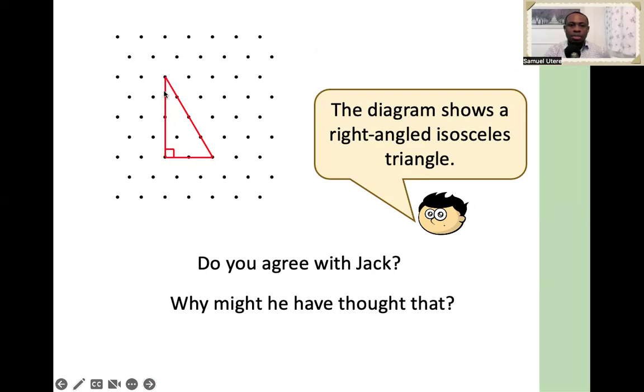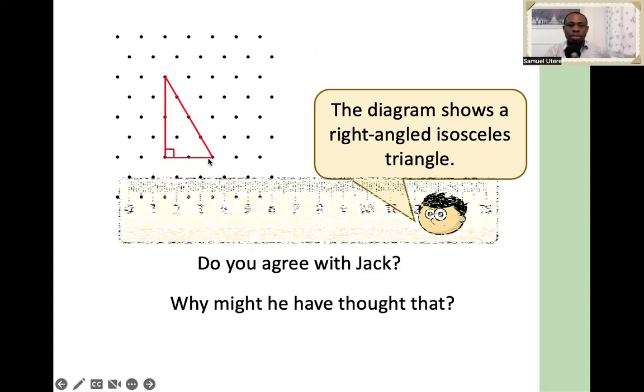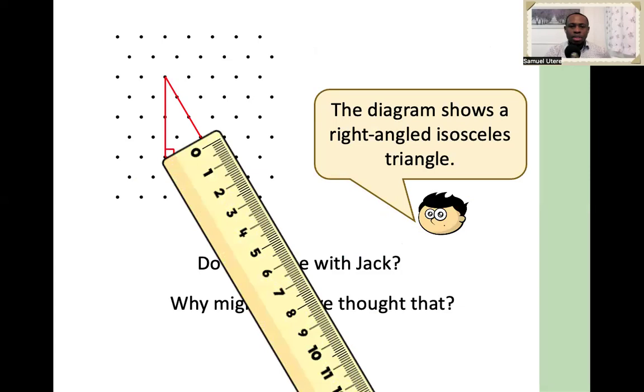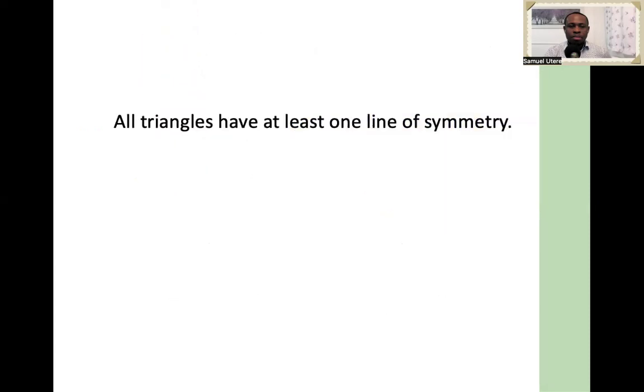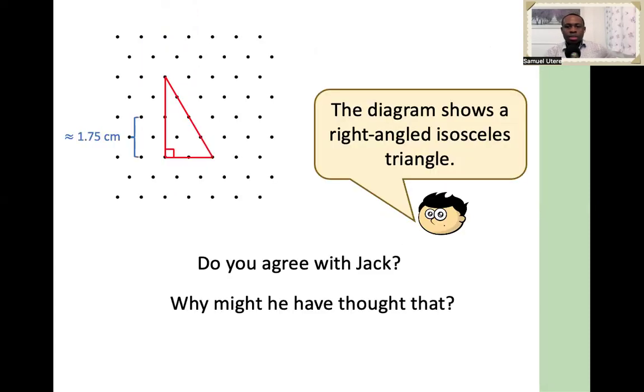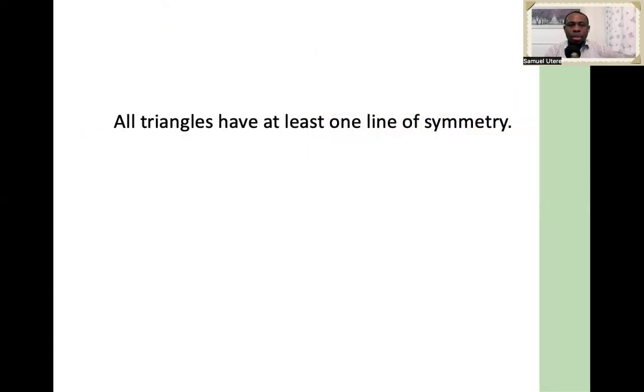Now you can see that the dots on the vertical axis have more space between them compared to the dots here. So if you were to use a ruler to measure, you would see that that is actually the case. And if you measure that, you would see that that is the case too. The dots vary in distance between each other, so we disagree with Jack. You can see that's 1.75, so that is not an isosceles. That's not a right-angled isosceles triangle.